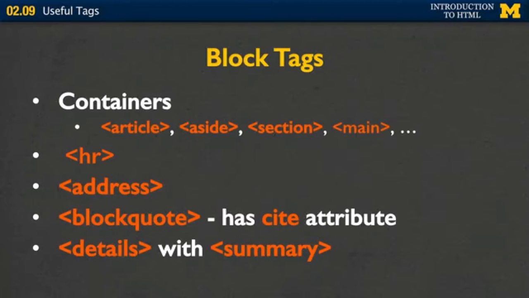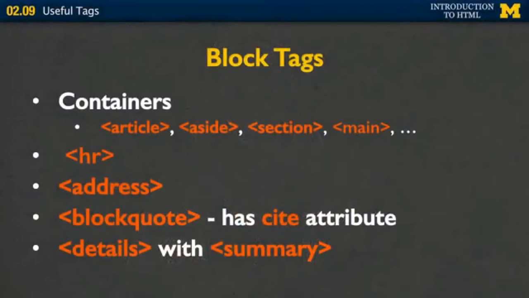Some of the other block tags that you may not be familiar with are listed here. The first one are the containers. Containers are simple things where you can put like-minded code together. So you might have an article or an aside, a section, main. Again, they almost seem generic in their names, but as you grow more comfortable designing your website, you can start to see like, oh, this isn't a generic section, this really is an aside.